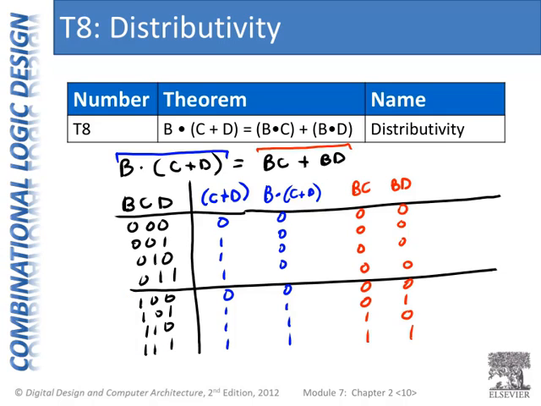Okay, and finally, we OR those together, B and C or B and D. So we OR those 2 columns together. We're going to get 0, 0, 0, 0, 0, 1, 1, 1. And we can see that, in fact, by perfect induction or proof by exhaustion, for every possible combination of B, C, and D, we're going to get the same result for either the expression on the left or the expression on the right. Both of those expressions produce the same output, the same truth table.